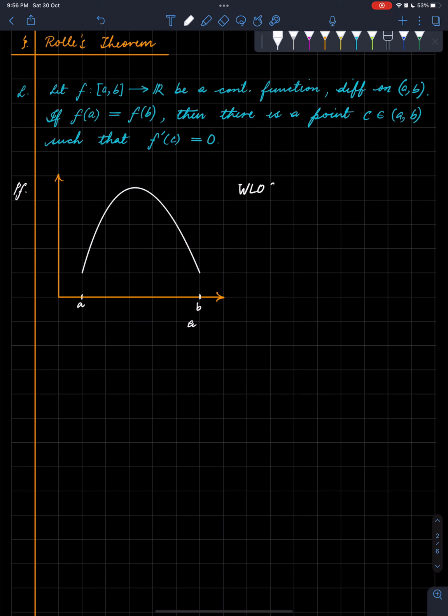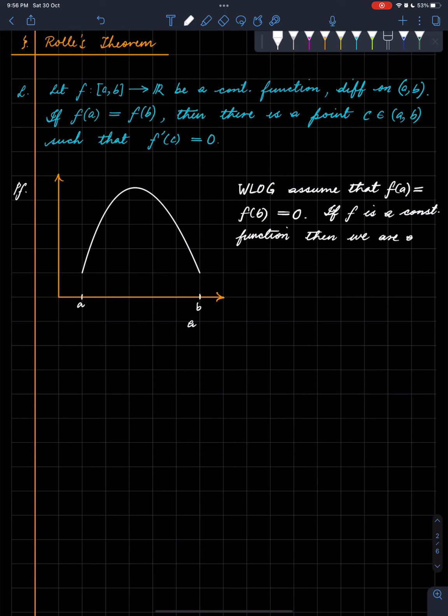So first we'll, without loss of generality, assume that f(a) equals f(b) equals 0. This is just for convenience. One can always translate the function to make these two values 0, and that really does not affect the result. So we could do without this assumption, but just for convenience we make it. And if f is a constant function, then we are done, because in that case the derivative at any point in this interval would be 0, so any point would work. So that's the trivial case.